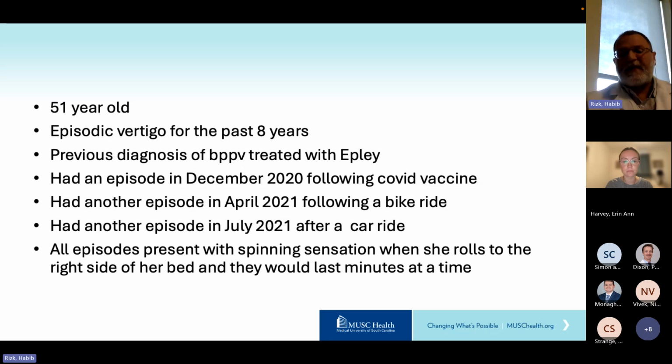And when you ask her, her episodes present with a spinning sensation when she rolls to the right side of the bed, and they would last minutes at a time. She was sent to me 6 months after that April episode, where continued Epley maneuvers were not clearing her positional symptoms. To make the irony even more palpable, the patient is a vestibular audiologist.